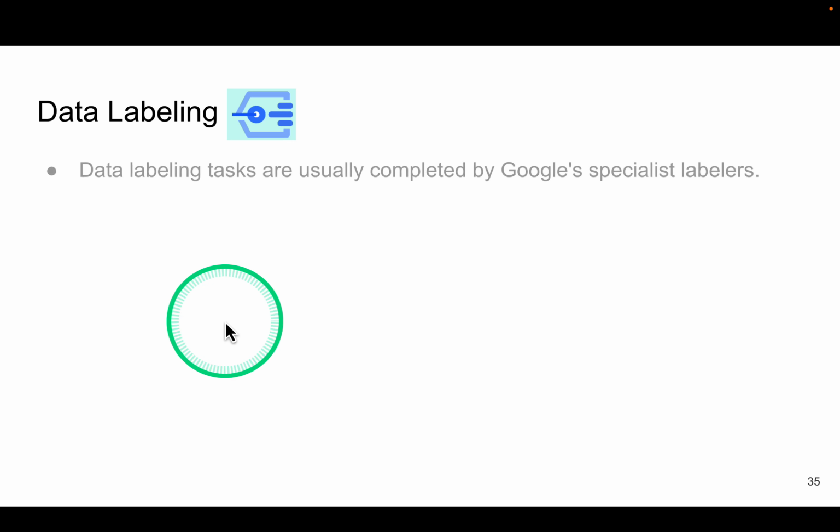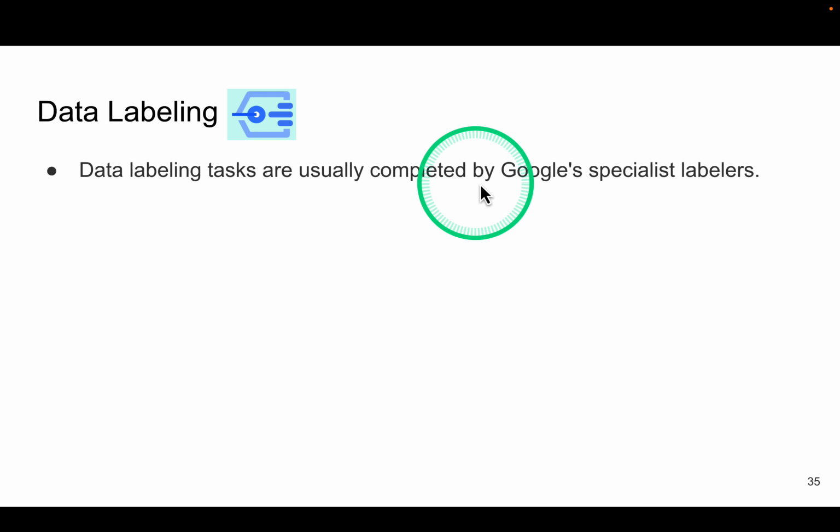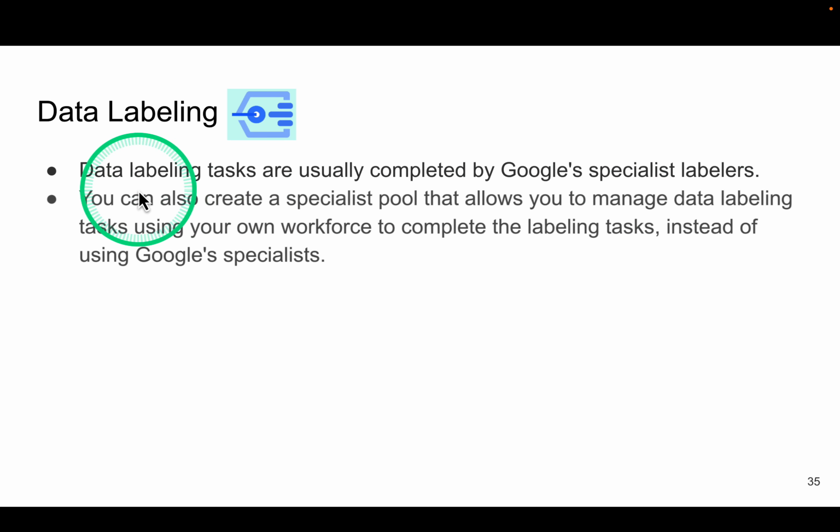So next is data labeling. Data labeling tasks are usually completed by Google specialist labelers. You can also create a specialist pool that allows you to manage data labeling tasks using your own workforce to complete the labeling tasks instead of using Google specialists. So labeling is basically you give them a lot of data, like for example images or videos, and there will be labelers who will go through all the images or videos or whatever objects you have given them and label them, and then machine learning models can be built to predict labels for the unidentified or new objects. So it can automatically help you label.